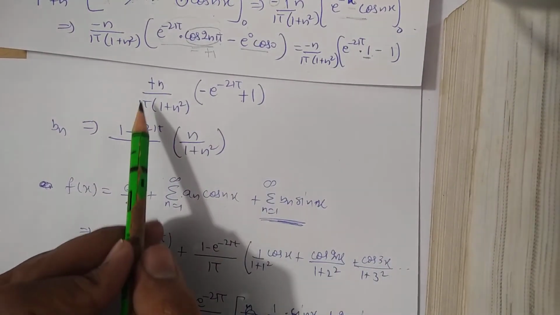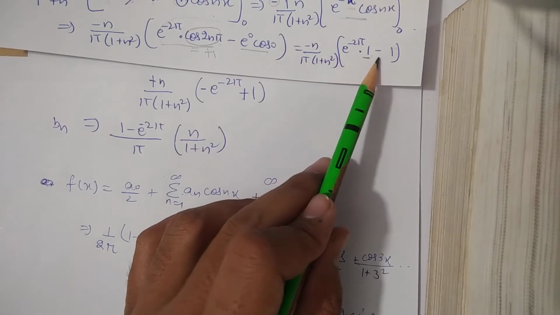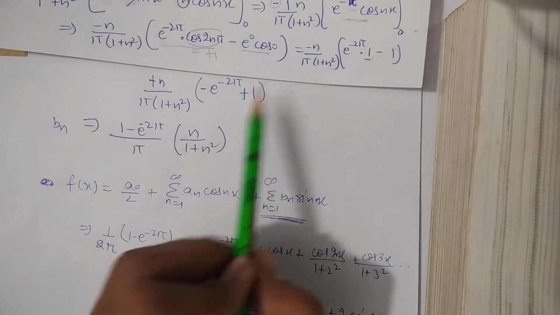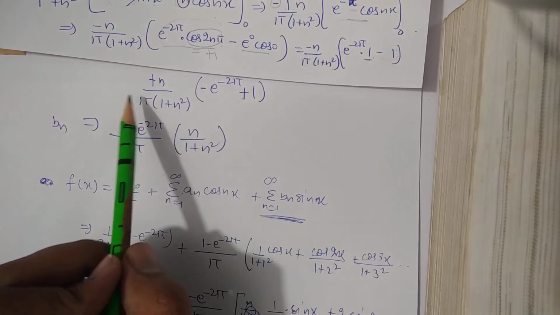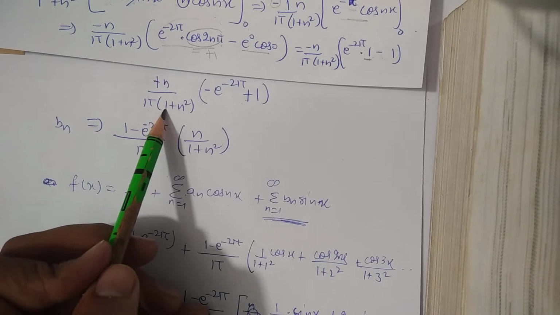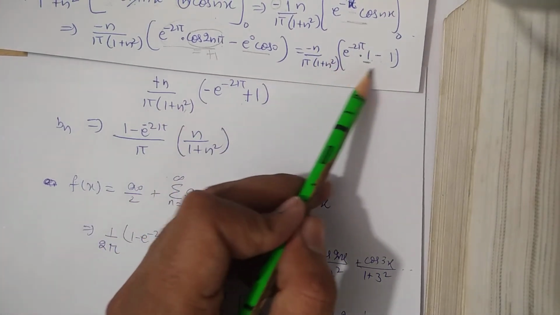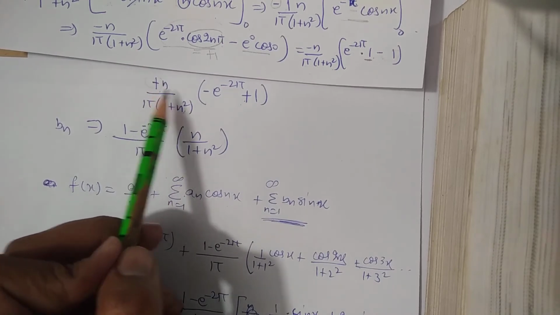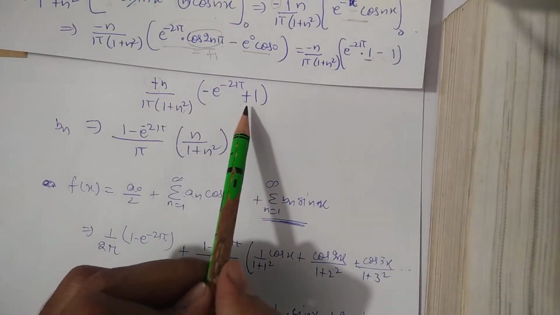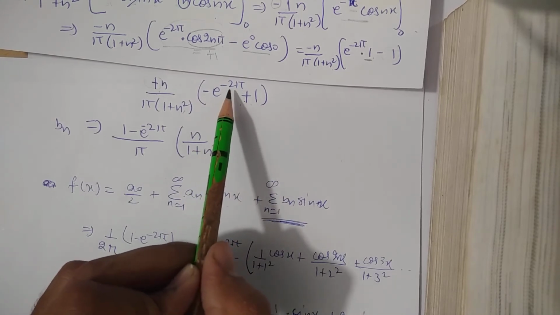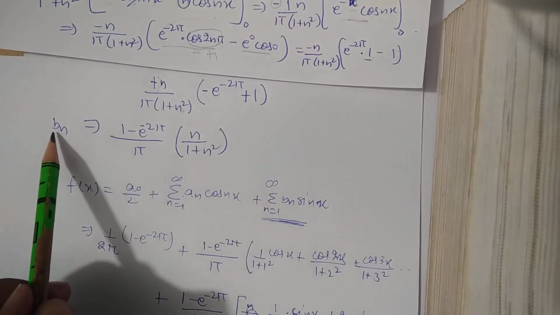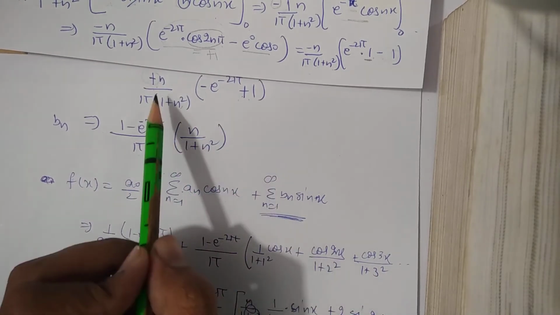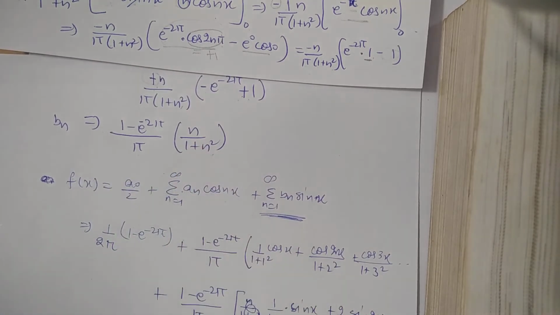Next, by comparing all these terms, I will take this minus outside. So this positive term will become minus, and this minus term will become positive, and the outside minus will become positive. So n upon pi into 1 plus n square. By interchanging the signs of the inner values, I took the minus sign outside, and minus will be plus. That's why that value became positive. And here plus 1, e power minus 2 pi, that is in subtraction also. So bn will be 1 minus e power minus 2 pi by pi, dot n by 1 plus n square. So this is the value of bn.